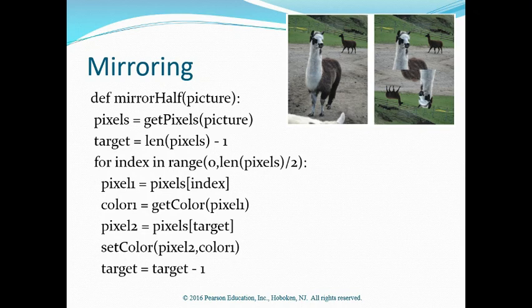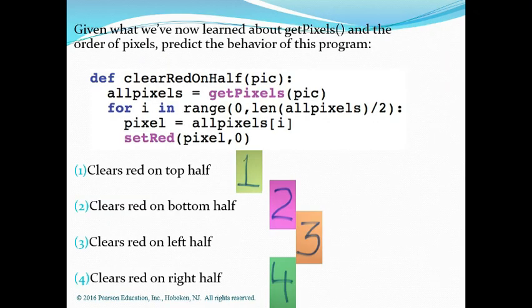So given what we've now learned from getPixels and the order of pixels, predict the behavior of this program. So clear red on half. We get all the pixels, we go through half of the pixels, we get the pixel at a certain index, and then we set the red color to 0 for that. So is it going to clear red on the top half, the bottom half, the left half, or the right half? We know from the prior examples that it's going to clear it on the top half. So number 1 is the correct answer.